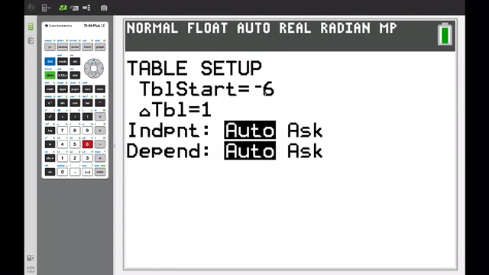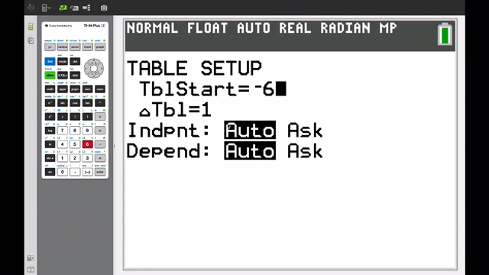So if I want it to go -6, -5, -4, -3, that would be a change of 1. If I wanted it to go -6, -4, -2, that's a change of 2. However, if you look at my table, it starts off with a change of 2, but then it goes to a change of 1. So I'm just going to leave it as 1. I can always skip past whatever I don't want. Okay, I'm now at step number 7.